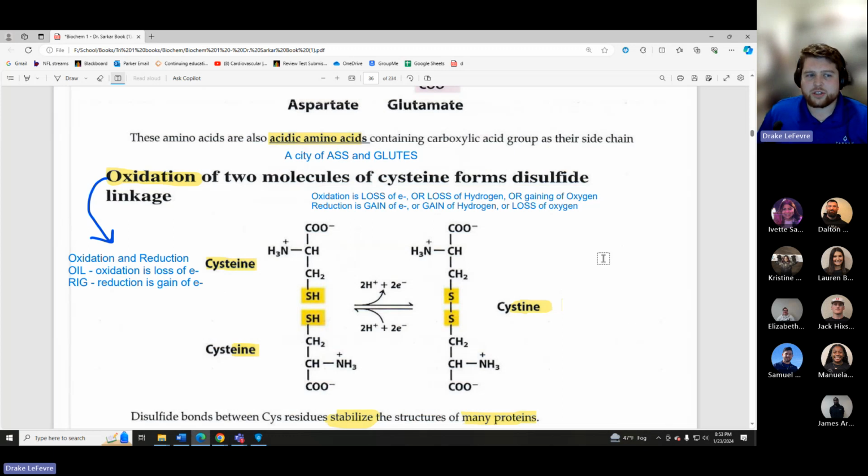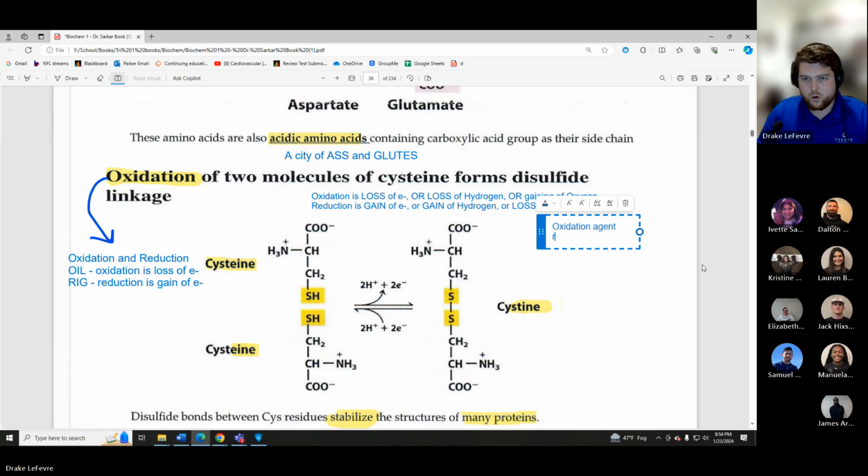You'll start to see a lot of words, like an oxidizing agent or a reducing agent. These are definition things that you'll see, and you'll get questions. Christian, correct me if I'm wrong, but he likes to ask questions about what the oxidized form is, what the reduced form is, which is the oxidizing agent, which is the reducing agent. Yes, he does.